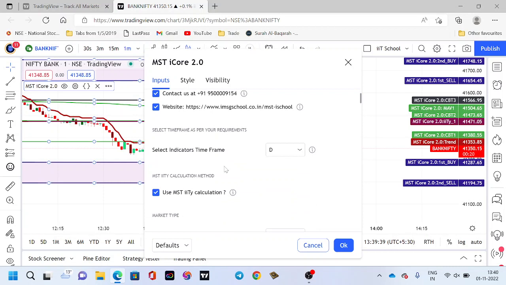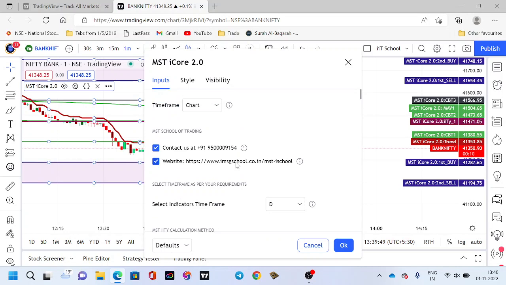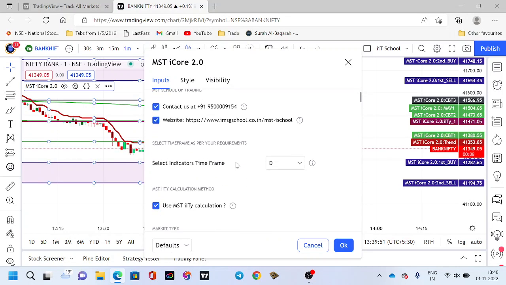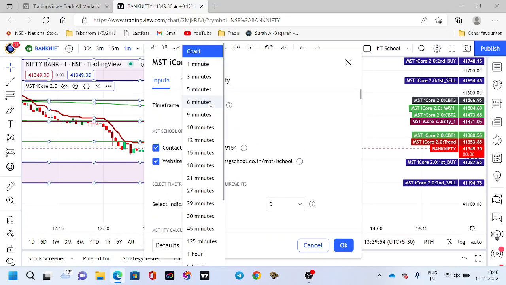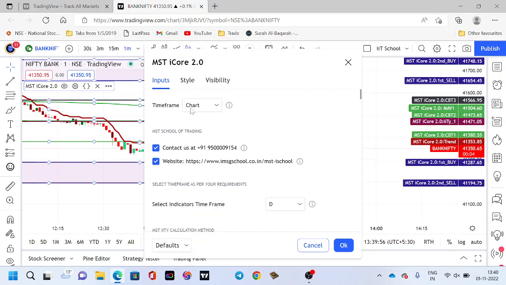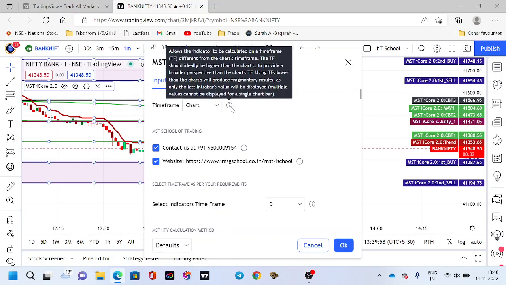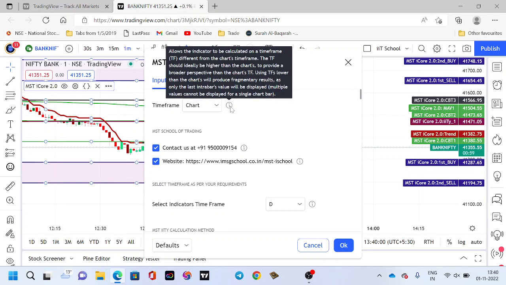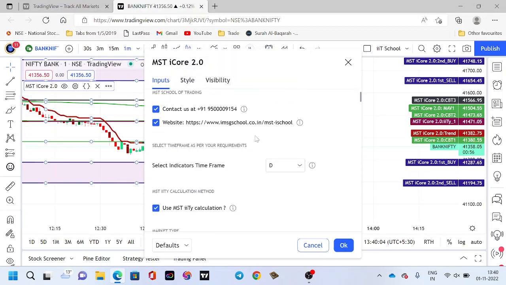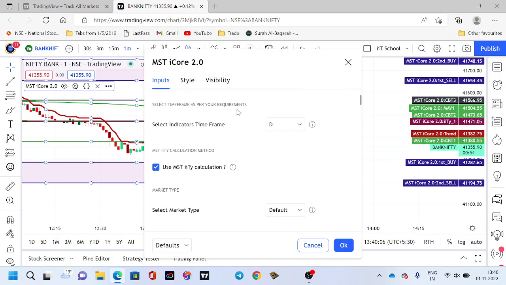So we have made some modifications in the MST iCore 2.0 premium indicator. The existing features available in our indicators are, first, the chart pattern and time frame. If you don't know how to use this, just click on this I button. It will explain very clearly what to do. Next is our contact details, then time frame.